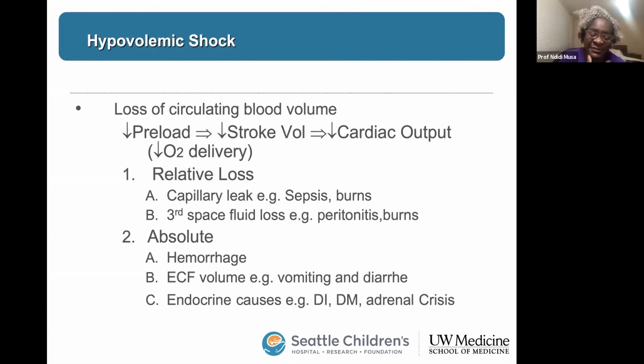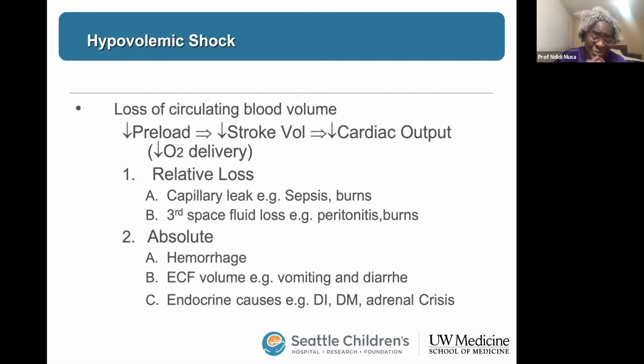your oxygen delivery. And your loss of circulating volume could be a relative loss. So your third space, like in peritonitis and burns. You're intravascularly depleted, but total body overloaded. You can still have a relative loss. Or you can have capillary leak as a result of sepsis or trauma or burns or surgery. Again, you have third spacing of fluid into the interstitial space, leaving the intravascular space.